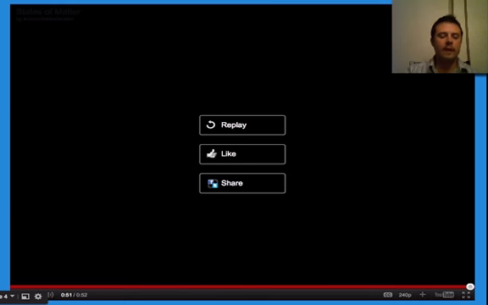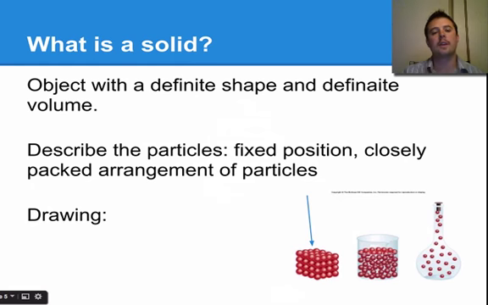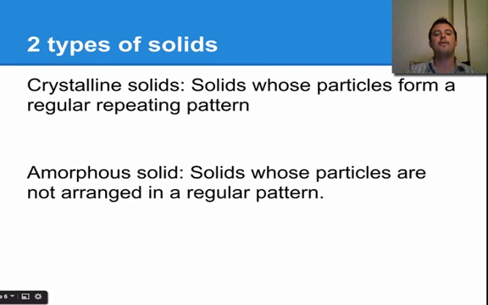All right, so there you got to see a little bit about each of the particles. So let's continue and take a look at that. A solid is any object with a definite shape and definite volume. When you describe the particles, they're described as having a fixed position, closely packed, and their drawing looks a little bit like the one you see with the little blue arrow. Each of those particles can vibrate, they can spin, but they can't move out of that fixed position.